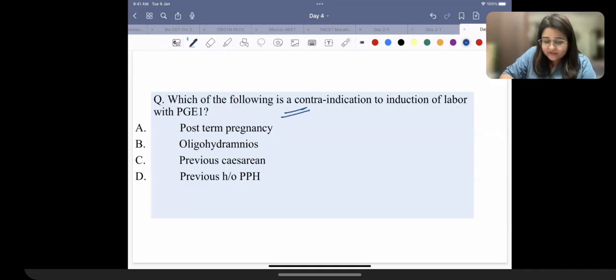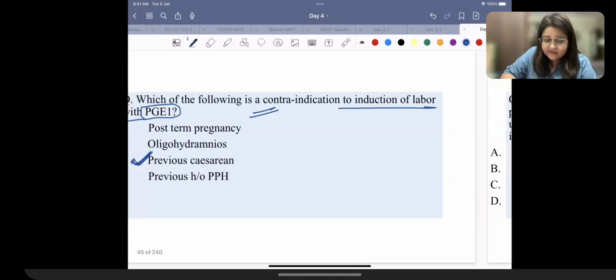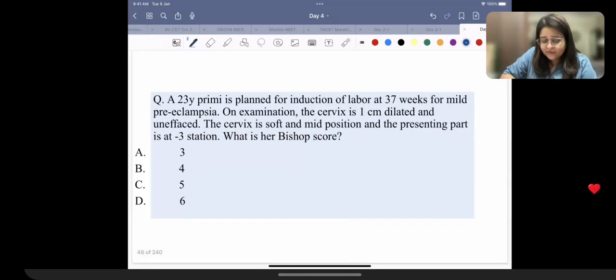Which is a contraindication to induction of labor with prostaglandin E1? A patient with a previous cesarean. I told you it's absolutely contraindicated. Prostaglandins are absolutely contraindicated for induction of labor in a patient with a previous cesarean section. Okay. This is the INI question which came in 2022 November.